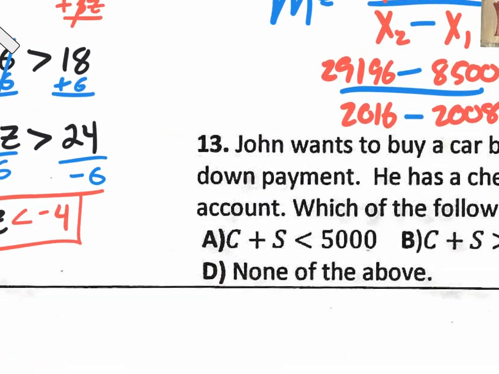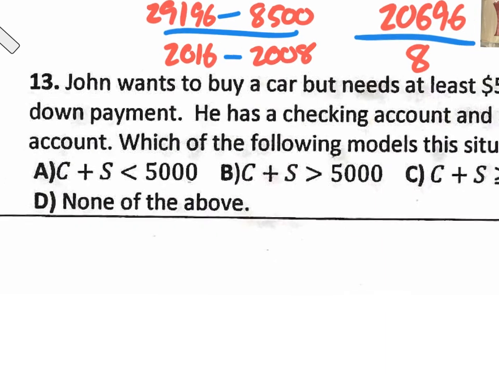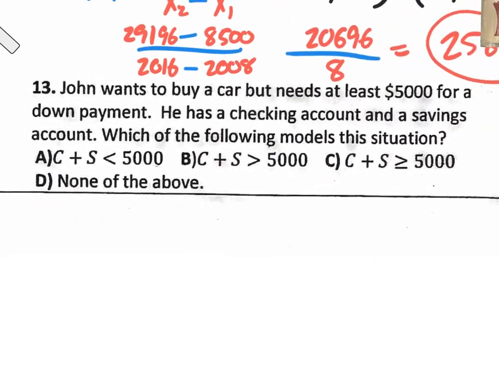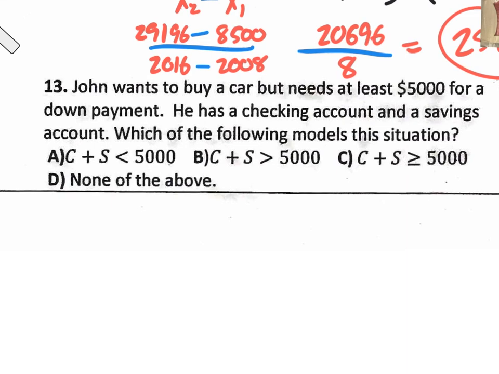Final question on this quiz. Number 13. John wants to buy a car but needs at least $5,000 for a down payment. He has a checking account and a savings account. Which of the following models this situation? The correct answer is what? C. Yeah, the checking account money plus the savings money, it should be greater than or equal to 5,000.